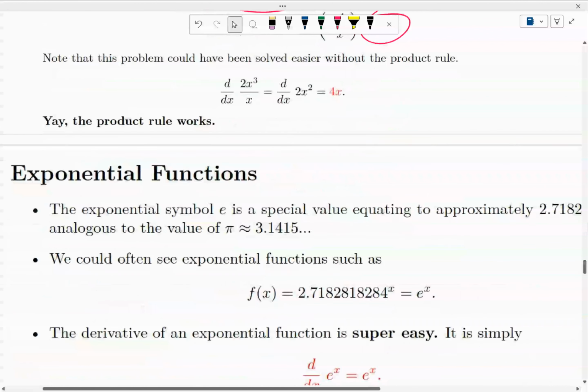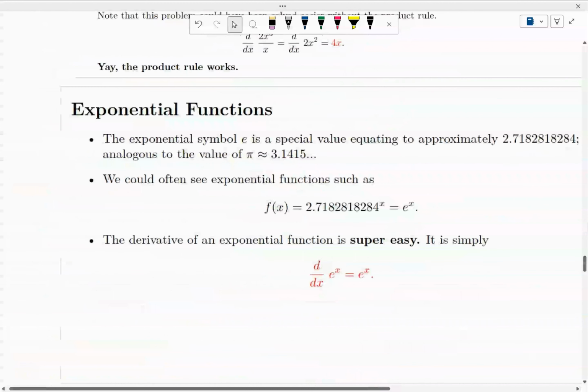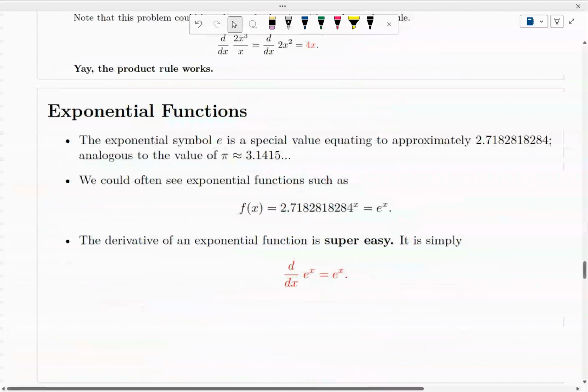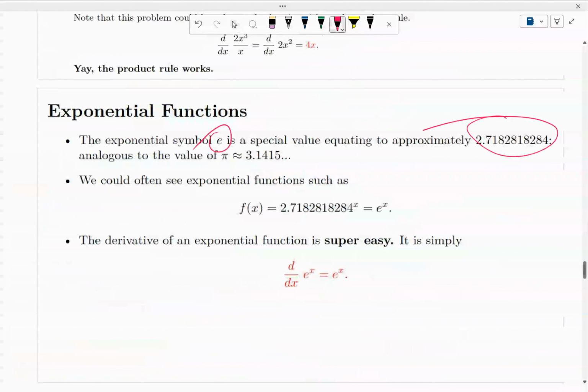Now the next one is exponentials. The exponential symbol, which is e, is a special number, which is approximately 2.71 something. It's analogous to pi. Most of us are more familiar with the concept of pi, but e is just another number.